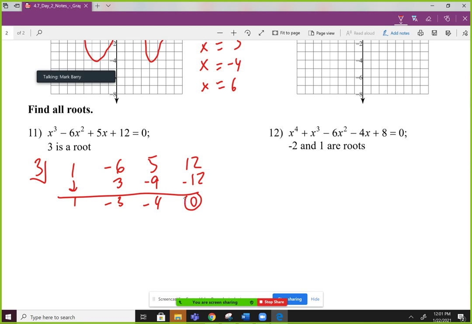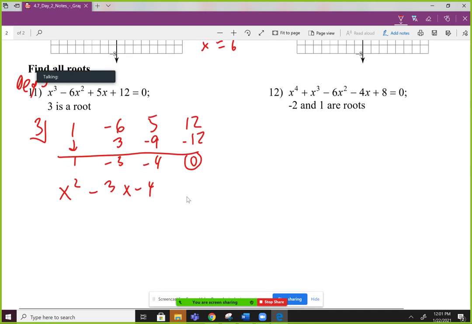We know we started off with a degree 3, right? So that means our results are degree 2. So that's going to be 1x squared minus 3x minus 4. And then if I want to find the rest of the zeros, I'm going to factor that. So we're going to think of two numbers that multiply to negative 4 and add to negative 3. So that would be, what is that? Negative 4 and positive 1, right?